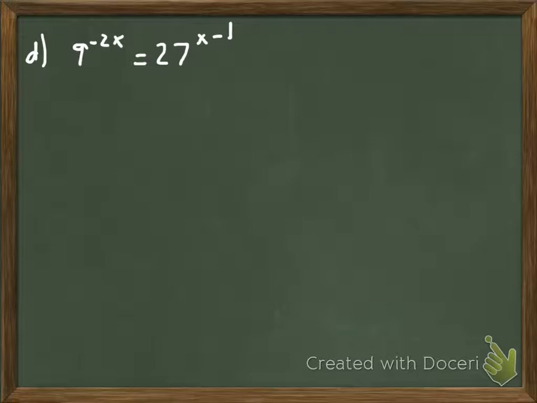Now with this example, the reason the difficulty level is a little bit higher is because 27 is not a power of 9. However, both 27 and 9 are powers of the same number. I think you know what number that is. If you do, go ahead and try to solve this on your own. If not, stick around and just watch what I do and then try to solve after this first step.